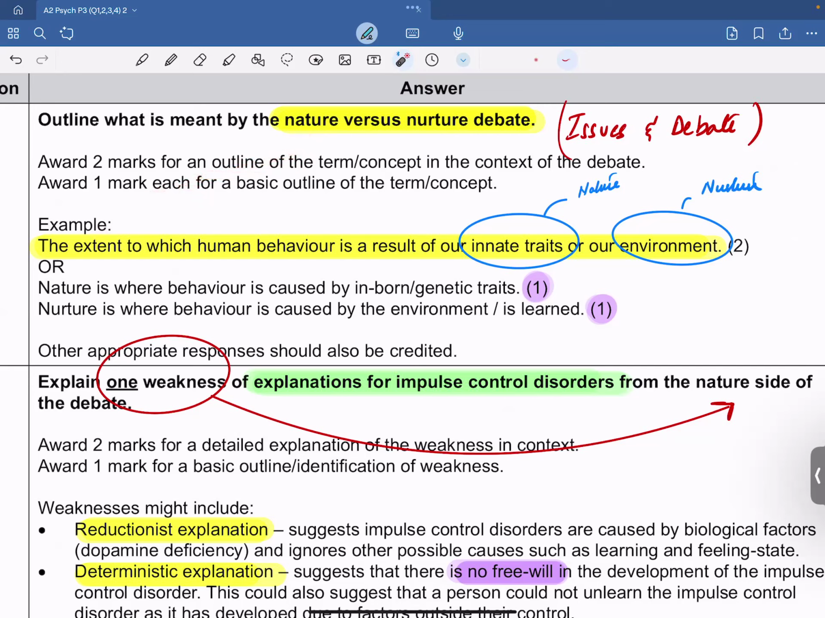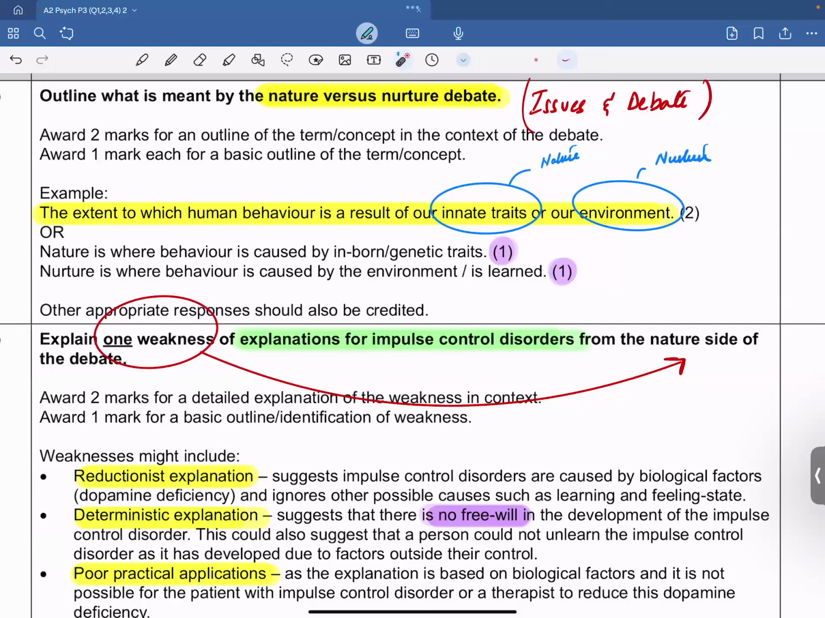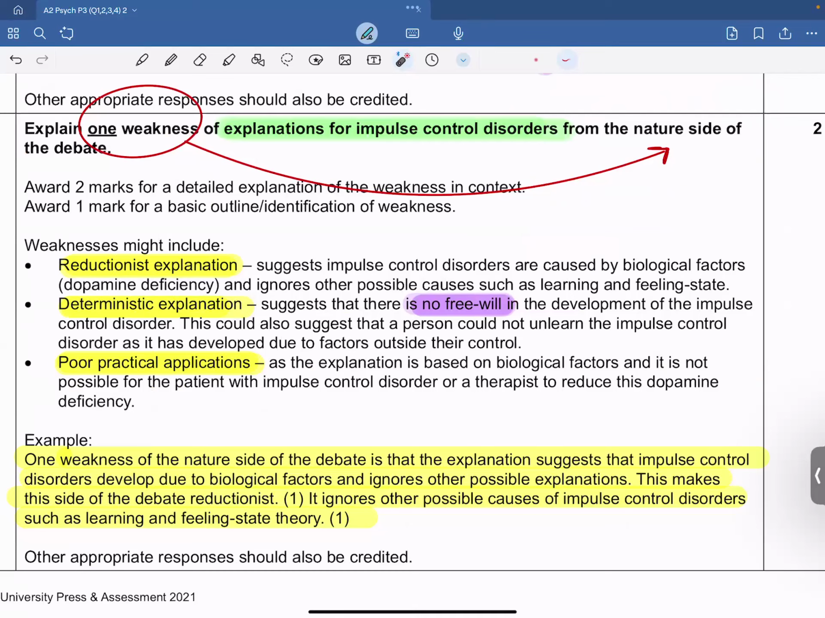So, taking this ahead without any further ado, the second question, B part over here reads, explain one weakness of explanations for impulse control disorder from the nature side of the debate. I repeat, from the nature side of the debate. So the examiner is automatically hinting you on the biological explanation. See, you need to read the question thoroughly so that you're ensuring that you are not missing out on anything that you shouldn't be missing out on, right?